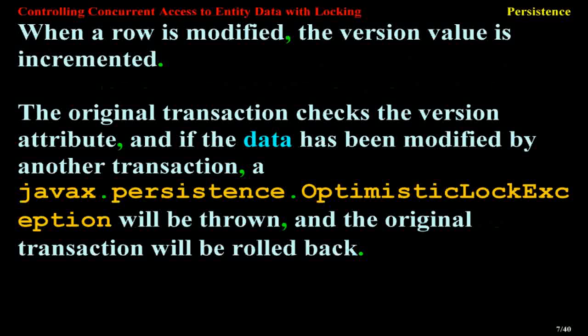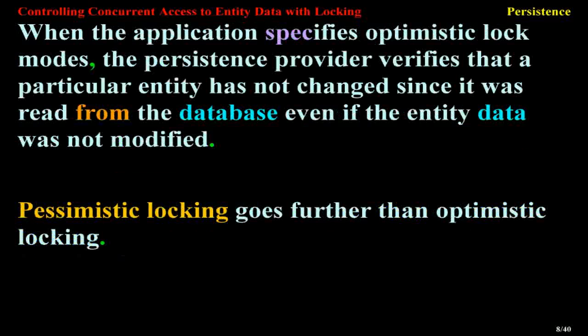The original transaction checks the version attribute, and if the data has been modified by another transaction, a javax.persistence.OptimisticLockException will be thrown, and the original transaction will be rolled back. When the application specifies optimistic lock modes, the persistence provider verifies that a particular entity has not changed since it was read from the database, even if the entity data was not modified.